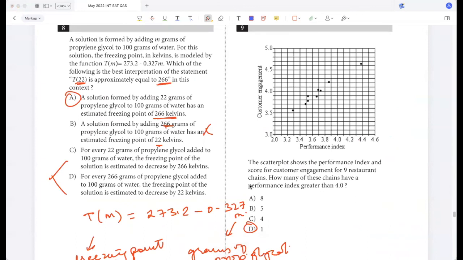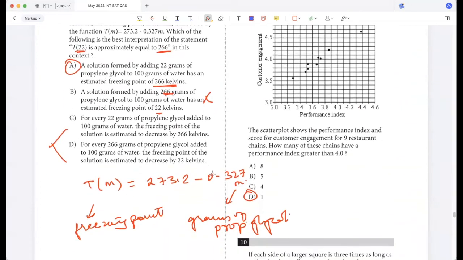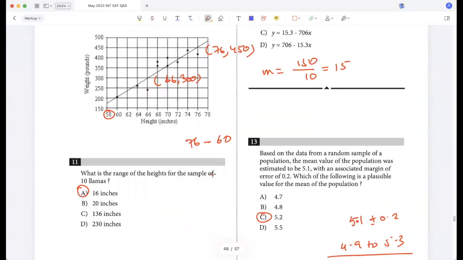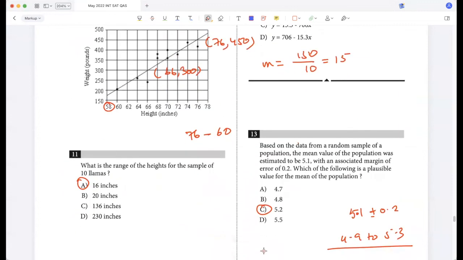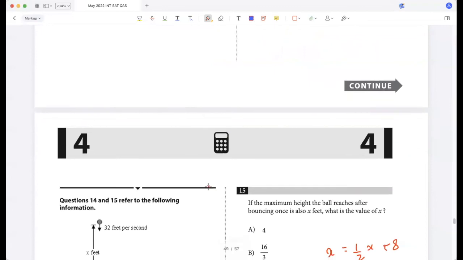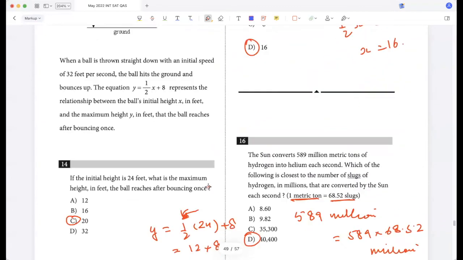9 is D, A, A, A. So D triple A. 13 is C, C, D, D.